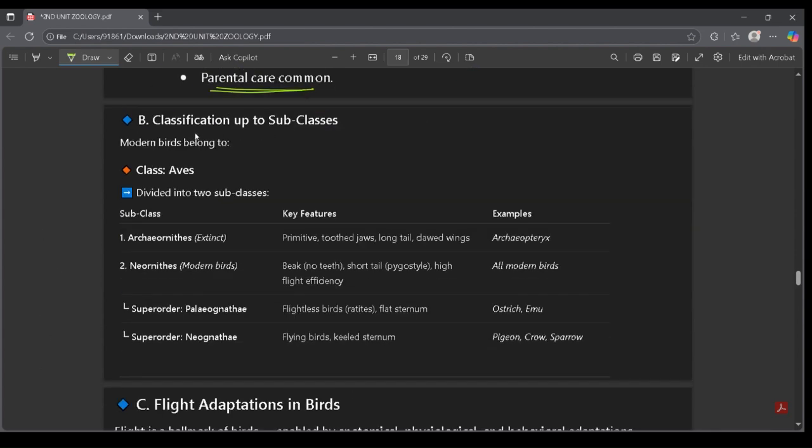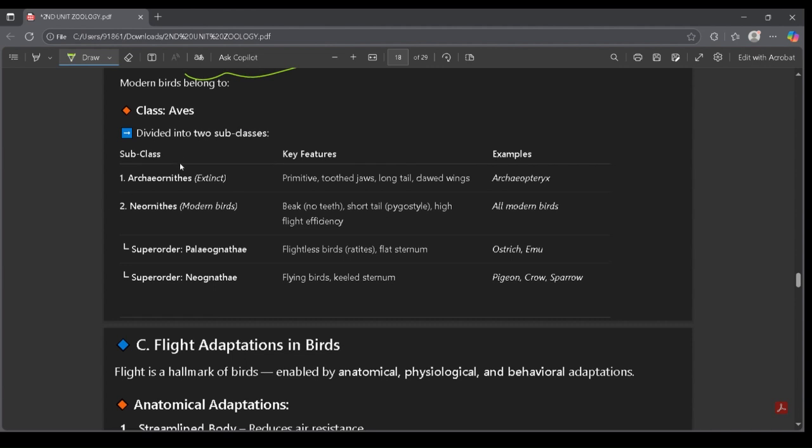Now we'll discuss the classification up to subclasses. We have the extinct species, which is also called Archaeornithes. Their key features are primitive teeth, jaws, long tails, and clawed wings, right? And this is an example of it.